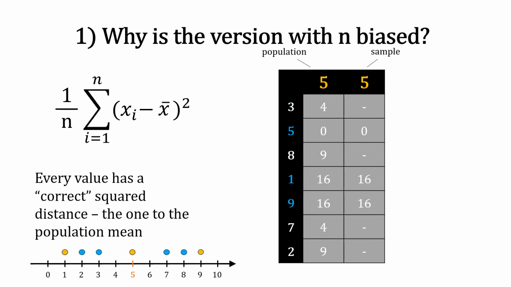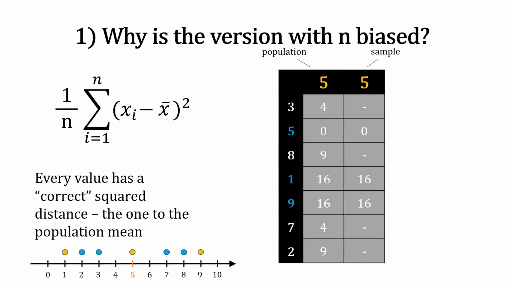Also for this sample, the sum of squared differences to the population mean is the same as the sum of squared differences to the sample mean. However, again, only the individual parts are correct. The calculated variance will be too big. You see the pattern here, but let me state it.